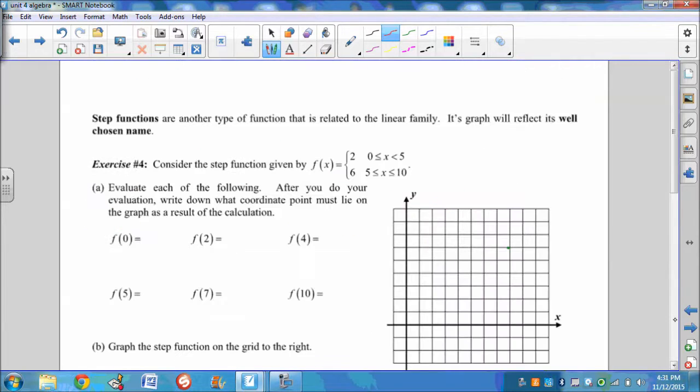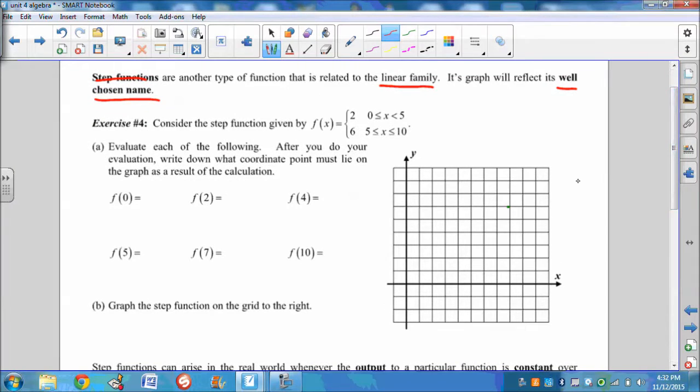Go ahead, flip the page. It says step functions are another type that are related to that linear family, and its graph will reflect its well-chosen name. You'll see why they're called step functions. It'll make a lot of sense. Consider the step function given by f of x equals 2, and here's our domain, and f of x equals 6 under this domain.